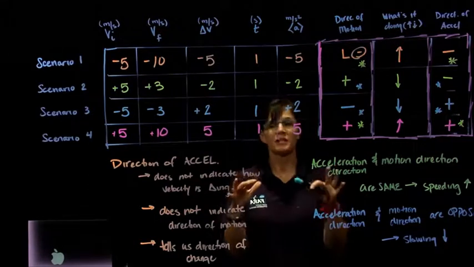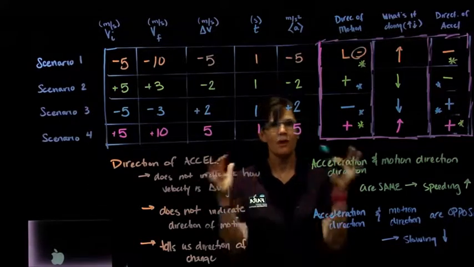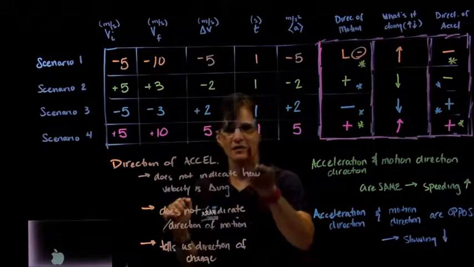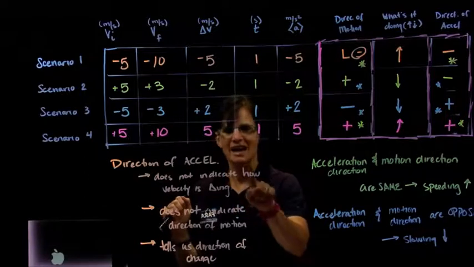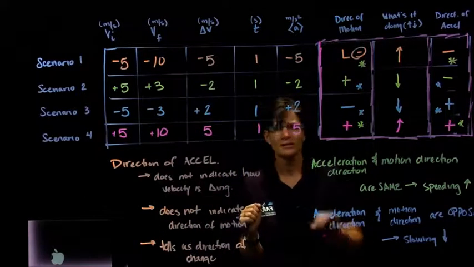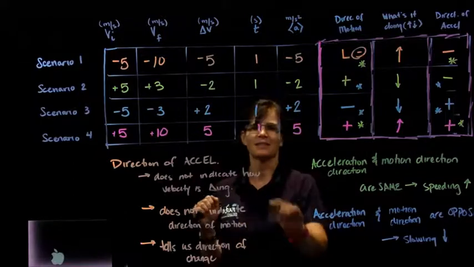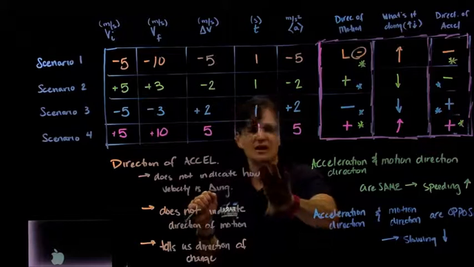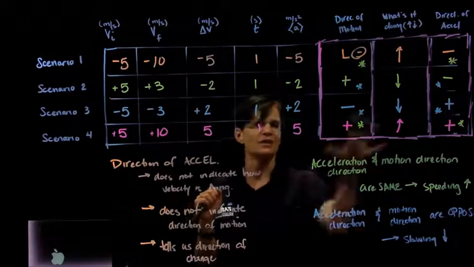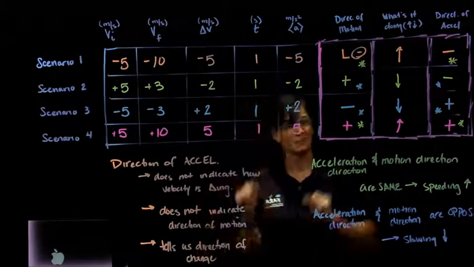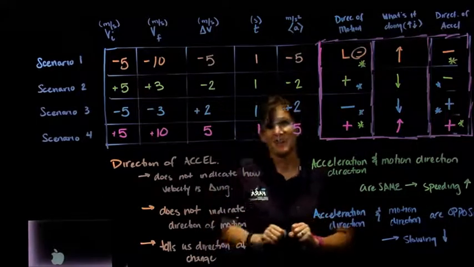Negative acceleration does not mean slowing down. Positive acceleration does not mean speeding up. The sign of the acceleration does not indicate how the object is changing its velocity. It doesn't mean it's moving to the left or moving to the right. It doesn't indicate the direction of motion. If we want to think about how the object is changing, we have to look at the motion and the acceleration together. All right? So keep working with this and keep wrestling with that misconception, and we'll get there.